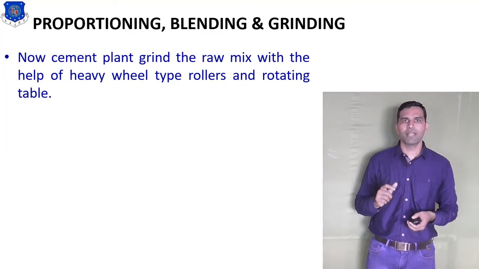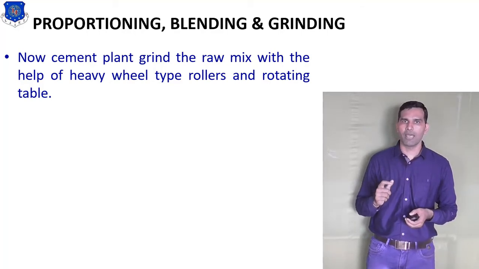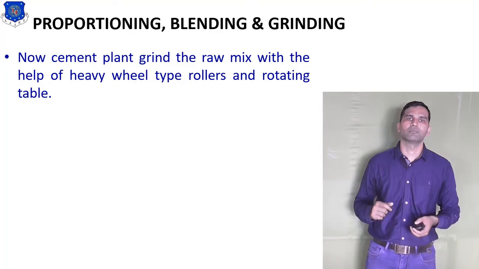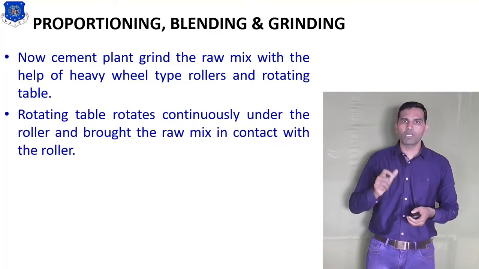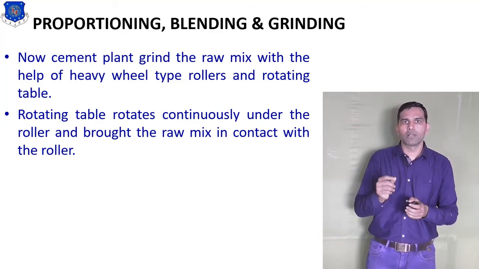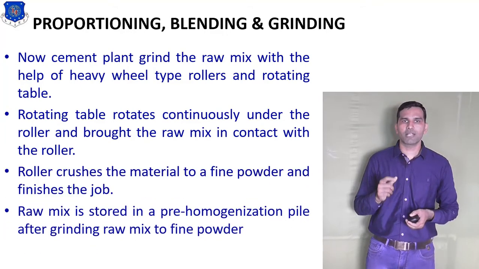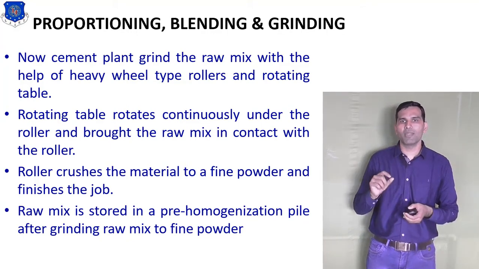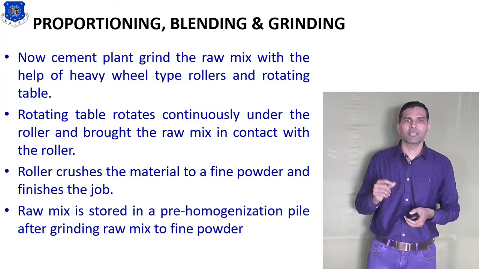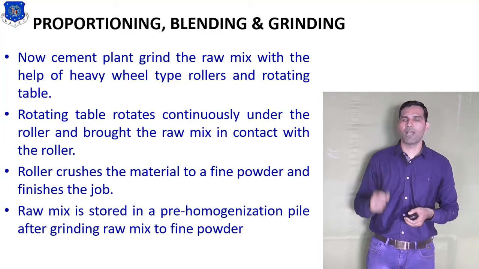Now the cement plant grinds the raw material with the help of heavy wheel-type rollers and a rotating table. The rotating table rotates continuously under the roller and brings the raw mix in contact with the roller. The roller crushes the material to a fine powder and finishes the job. After grinding, the raw mix is stored in a pre-homogenization pile.